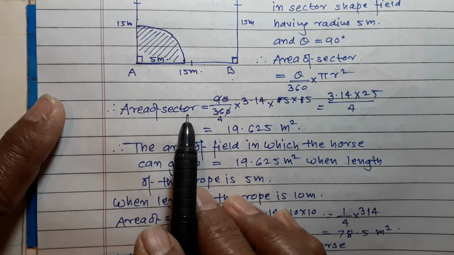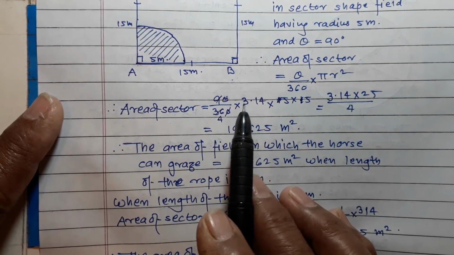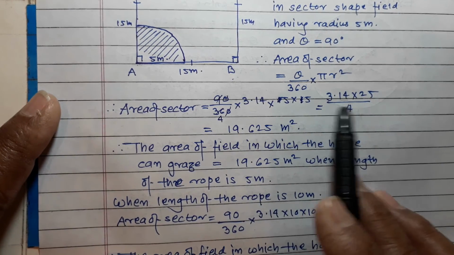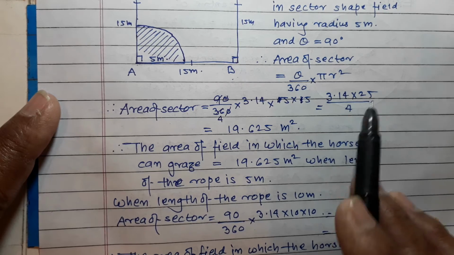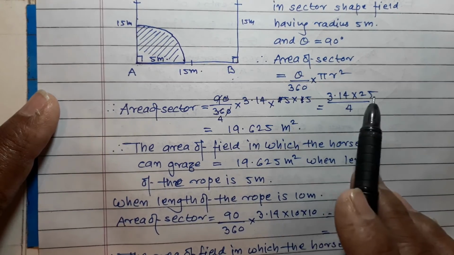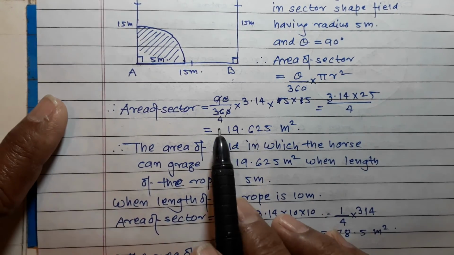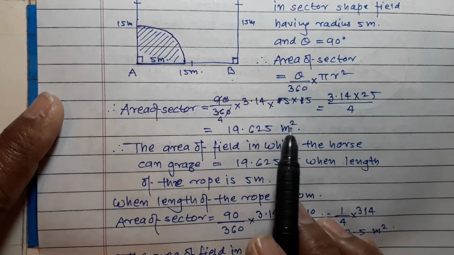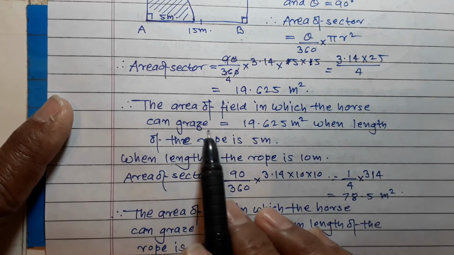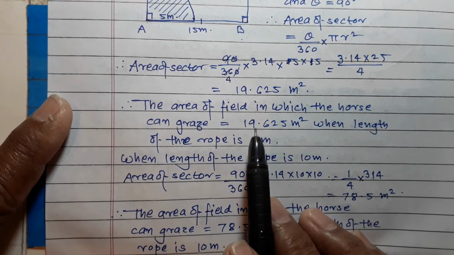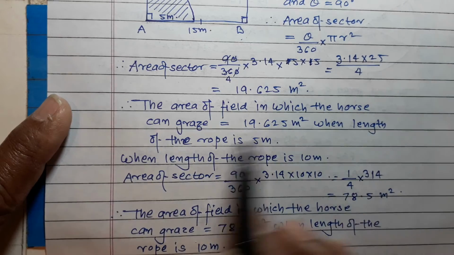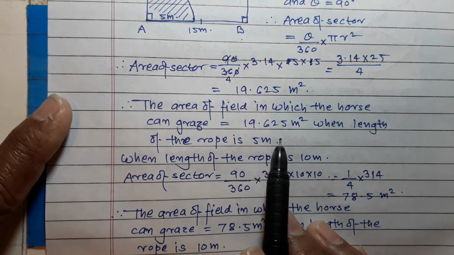and therefore area of sector is equal to 90 upon 360 into 3.14 into 5 into 5. If you simplify this, you will get 3.14 into 25 upon 4, and that is equal to 19.625 meters square. And therefore the area of the field in which the horse can graze is equal to 19.625 meter square when the length of the rope is 5 meters.